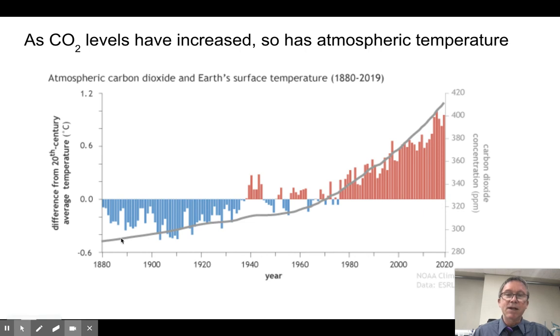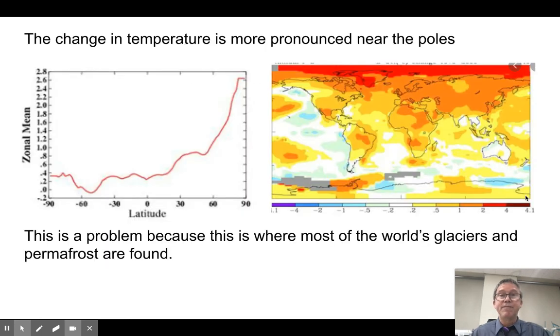Basically, the Industrial Revolution started about then, and carbon dioxide levels slowly grew. After World War II, they really picked up. And after the 1970s, it really picked up again. And as the carbon dioxide levels have gone up, so has the temperature of our planet. It's just as clear as can be.